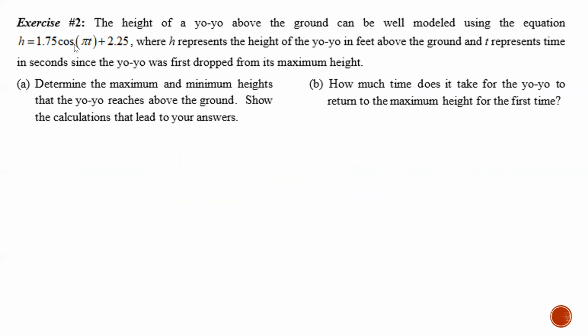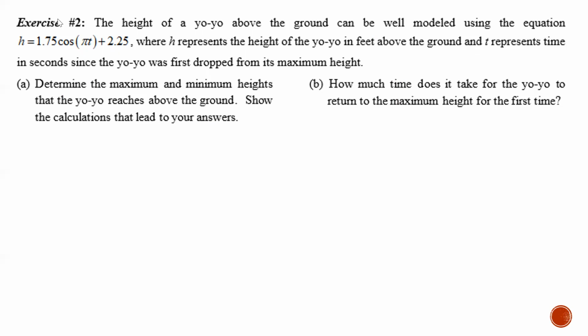The height of a yo-yo above the ground can be modeled by the equation. Oh, they give us the equation this time. h equals 1.75 cosine pi t plus 2.25, where h represents the height of the yo-yo in feet above the ground, and t represents time in seconds since the yo-yo was first dropped from its maximum height. Determine the max and min heights that the yo-yo reaches above the ground. Show the calculations that led to your answer.